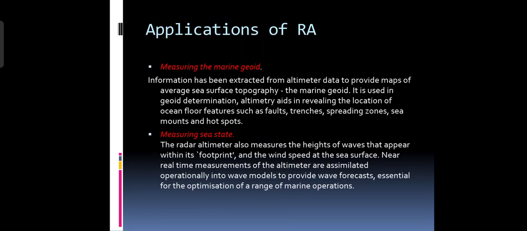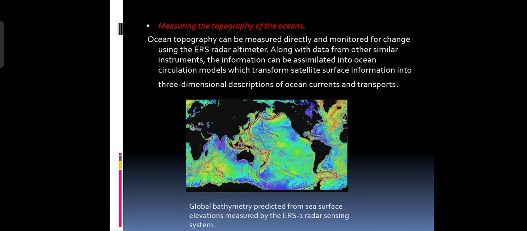Then, measuring sea state. The radar altimeter also measures the height of waves that appear within the footprint, and the wind speed at the surface. Near real time measurements of the altimeters are assimilated operationally into wave models to provide wave forecasts essential for the optimization of a range of marine operations.